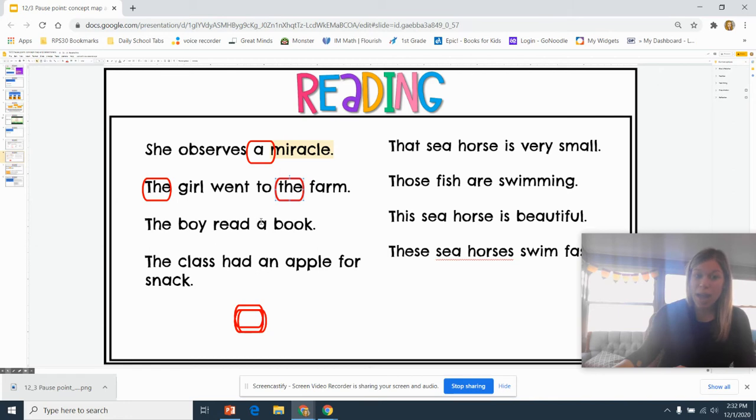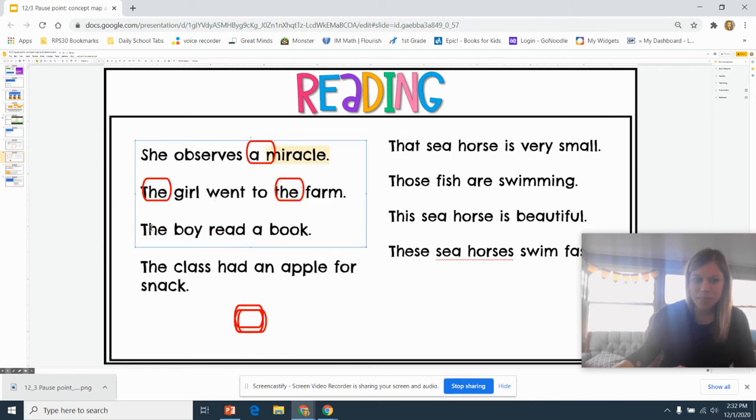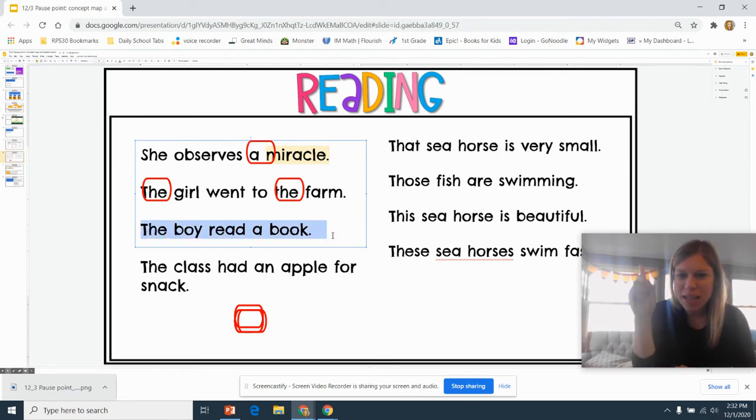The boy read a book. Do you see some nouns in that sentence? Tell your learning partner. Do you see a person, a place, or a thing?